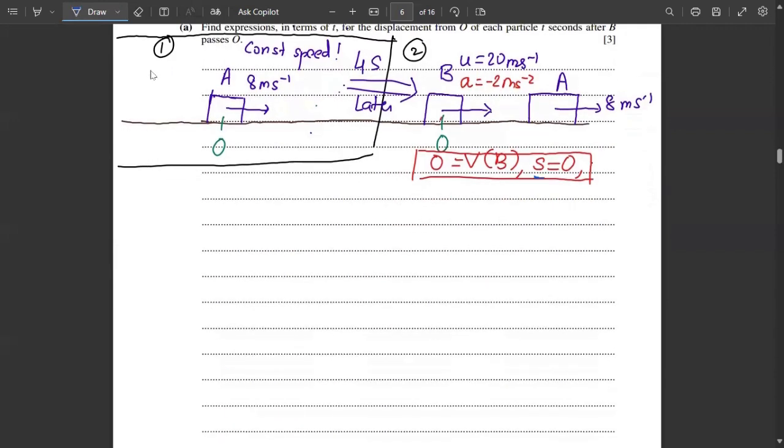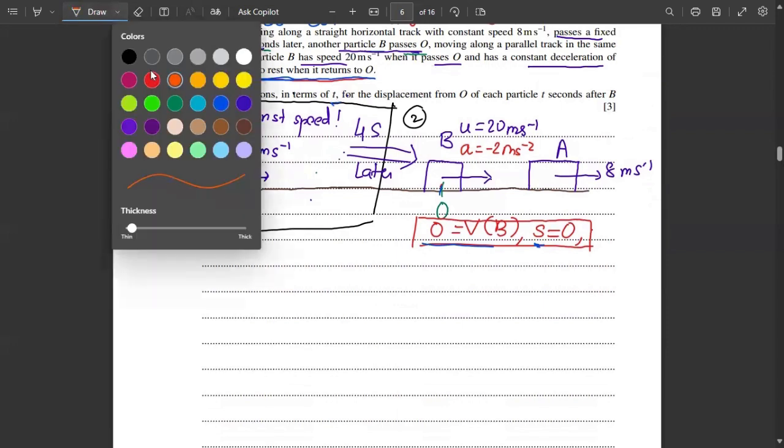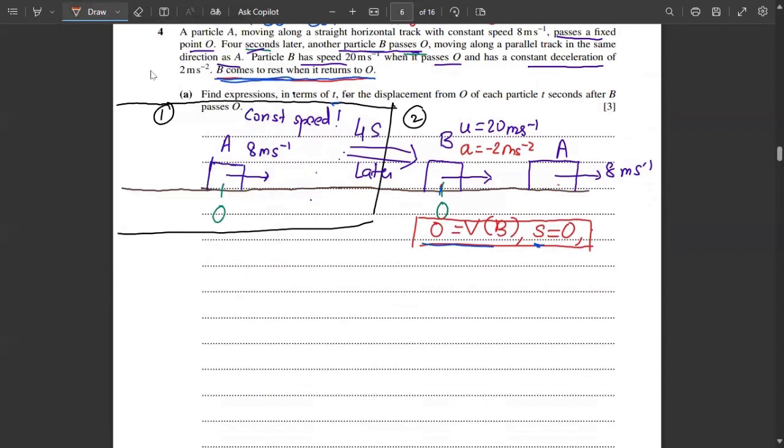So right here by s, I have written displacement, because they have told that B comes to rest when it returns to O. When it returns to O, its displacement will be 0, and it comes to rest means its velocity will be 0. Now find an expression in terms of T. First let's find out how much distance A has traveled in these 4 seconds. We can use distance equals velocity into time. Velocity was 8 constant, time was 4, which is 32 meter. So this distance right here is 32 meter.